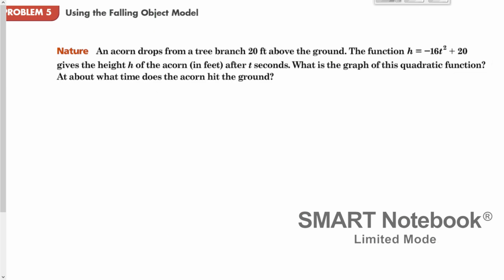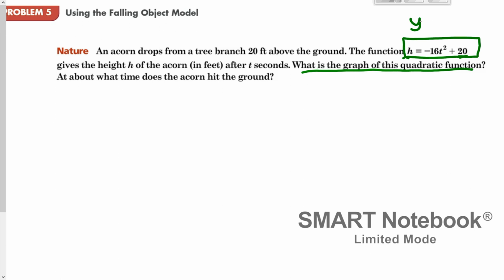Okay, here we go. Here's a word problem. Again, it's kind of like your warm-up, right? So they give us the equation for height. So here's the flower pot, basically, fallen from 20 feet. We have our equation for the height. We want to find out, okay, what is the graph of this quadratic function? So we're just asked to graph this.